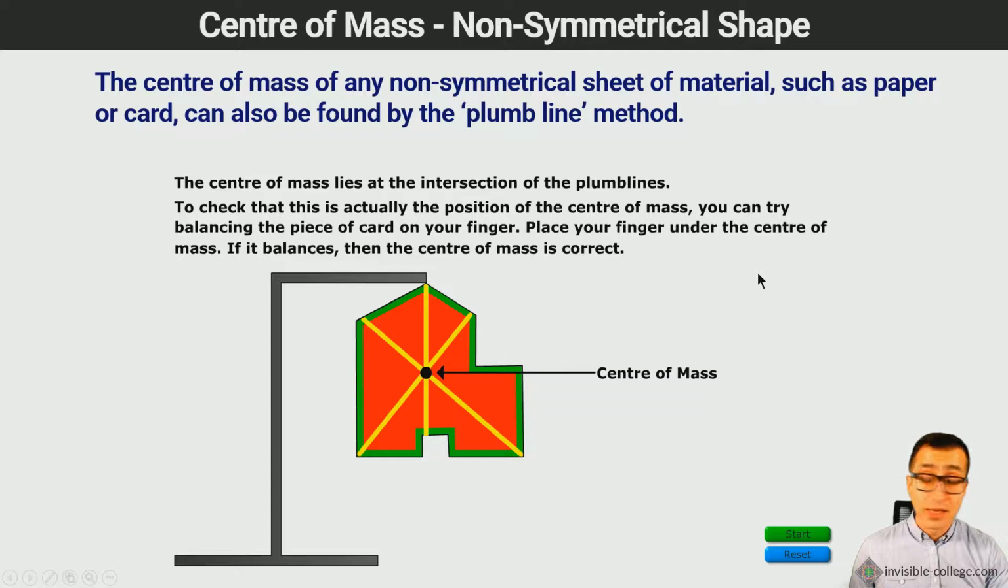Now for GCSE physics, this is pretty much all you need to know. You're not going to be expected to calculate the centers of mass for complex bodies geometrically or by using calculus or anything like that. You simply need to know a practical method for determining the centers of mass of irregular shaped bodies.